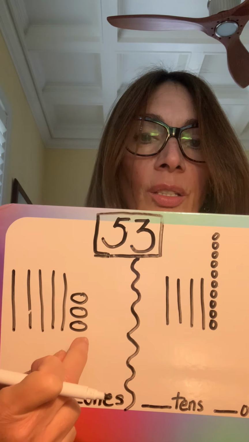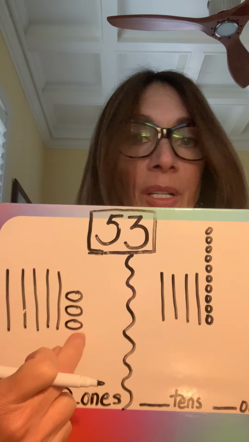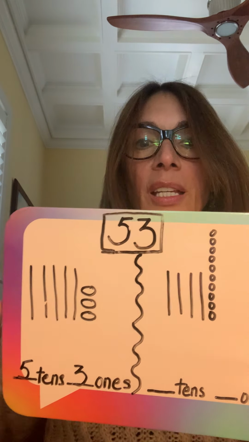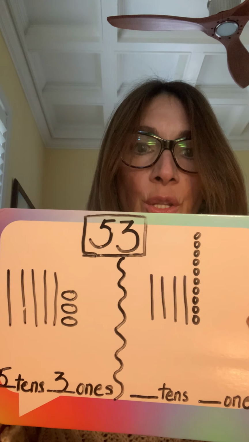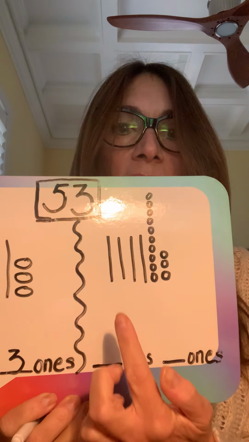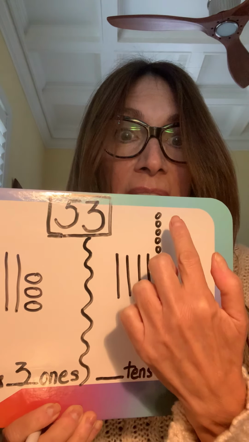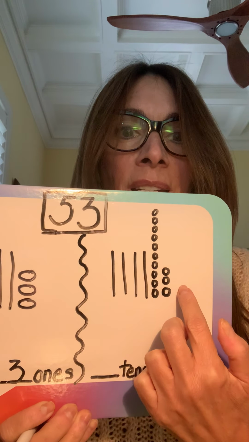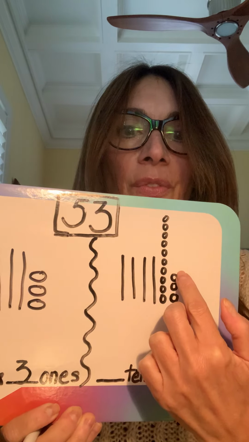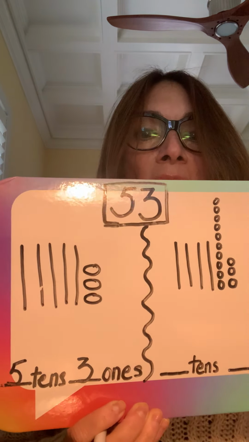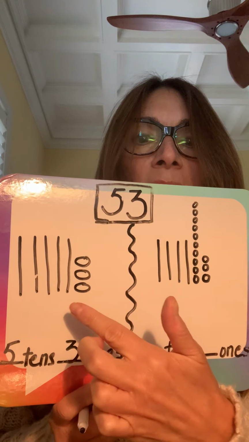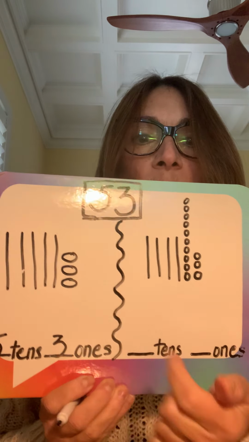50. Can't forget about those 3 because those were not forgotten about. Those were not taken away. We still have the 3 ones. So let me add my 3 ones. 1, 2, 3. So count with me. 10, 20, 30, 40, 50, 51, 52, 53. So I have the same number, but I just changed that into 10 ones.